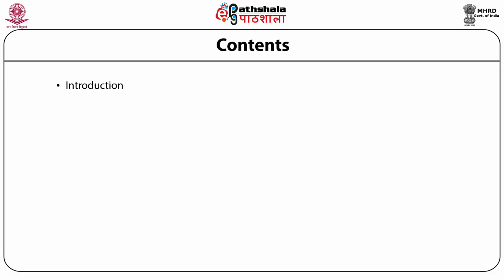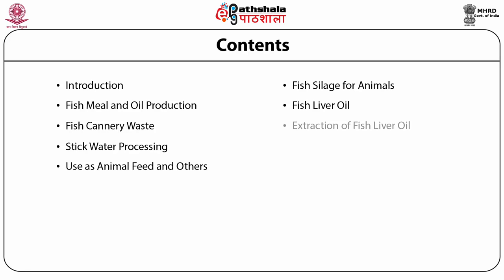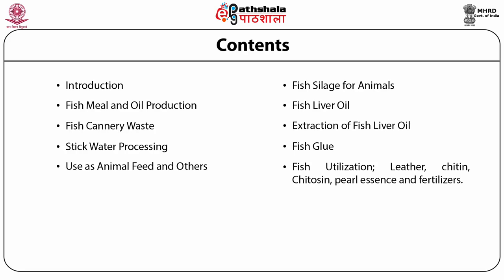In this module, we will talk about fish meal and oil production, fish cannery waste, stick water processing, use as animal feed and others. We will talk about fish silage for animals, fish liver oil, extraction of fish liver oil, fish glue and other fish utilization such as production of leather, chitin, chitosan, pearlescence and fertilizers.